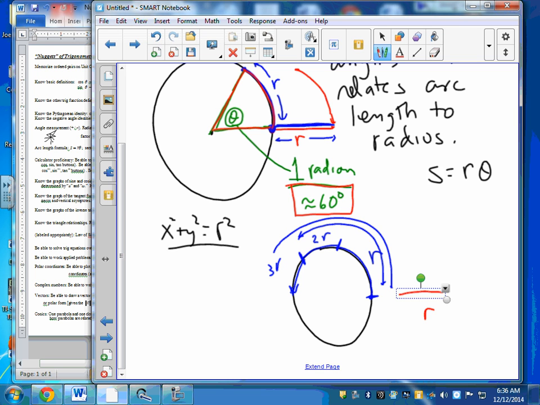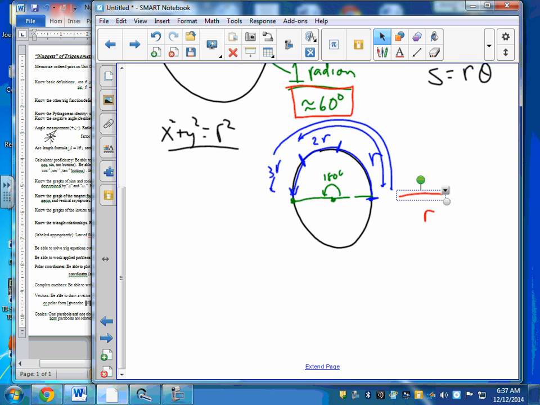Okay, to that point. And then here's sort of the magic number. If I went all the way to here, like a complete half of a circle, 180 degrees, how many R's would that be? How many radius units would that be? Well, let's see what we know from geometry. We know the circumference of a circle is 2 pi r.